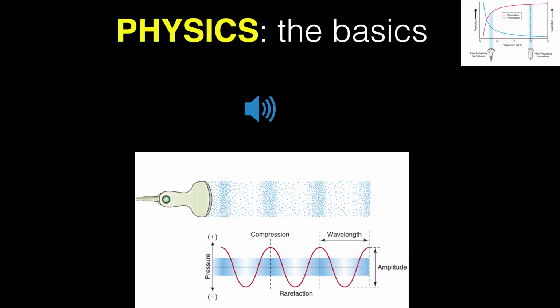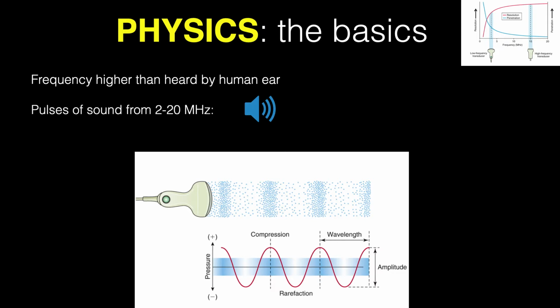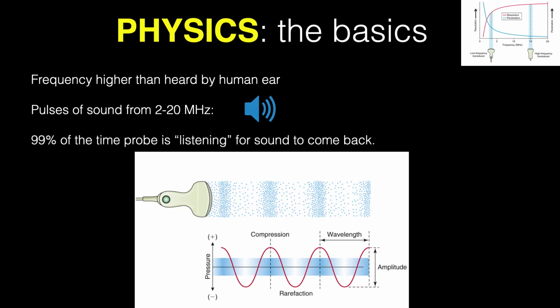So here you can see the sounds are given off by the probe, and these are given off in frequencies that are higher than is heard by the human ear, hence the name ultrasound. The pulses can be anywhere from 2 to 20 megahertz, and some machines now are even going higher than that. So 99% of the time the probe is actually listening.